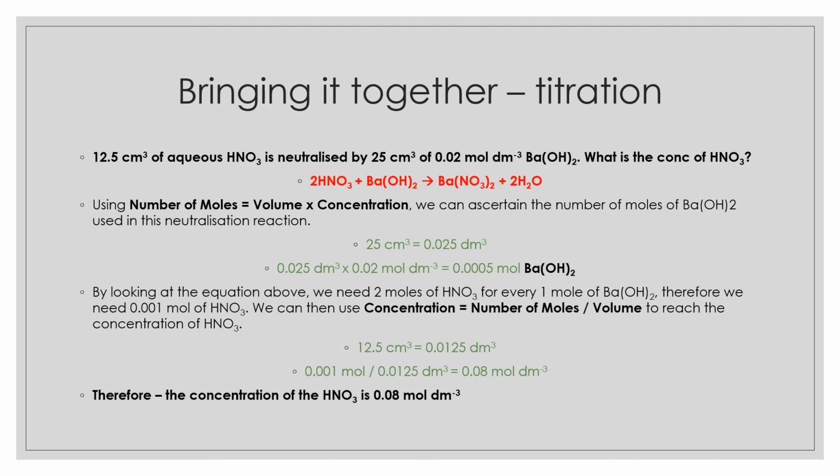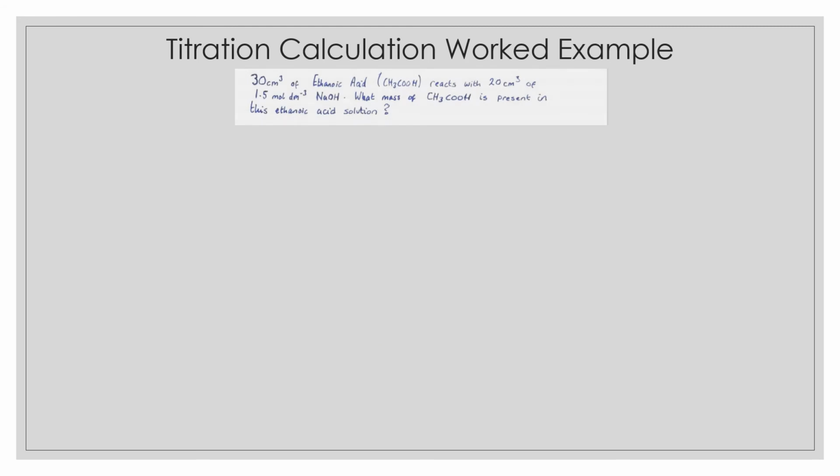Shall we try the worked example? The last worked example of the video and the classes, you'll be glad to hear. So let's go. We have 30 cm³ of ethanoic acid reacting with 20 cm³ of 1.5 molar sodium hydroxide solution. What mass of ethanoic acid is present in this ethanoic acid solution?